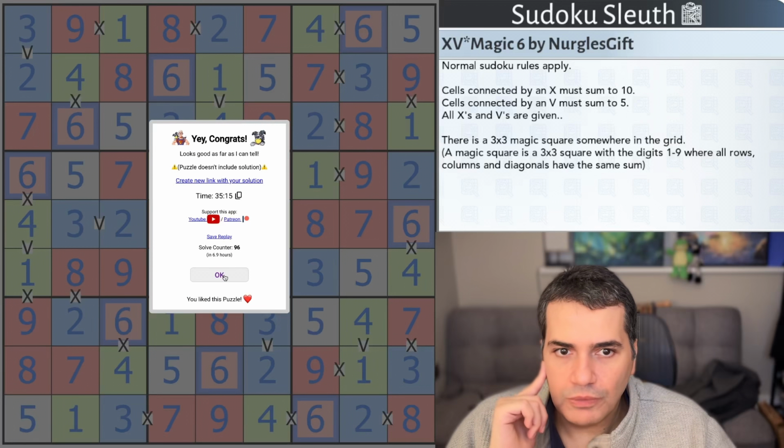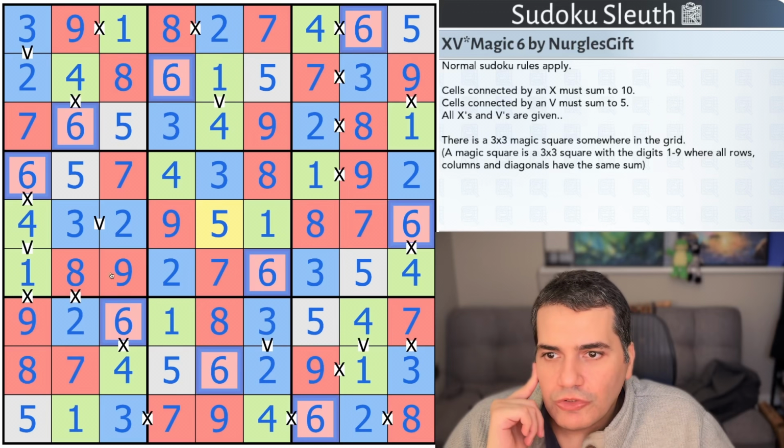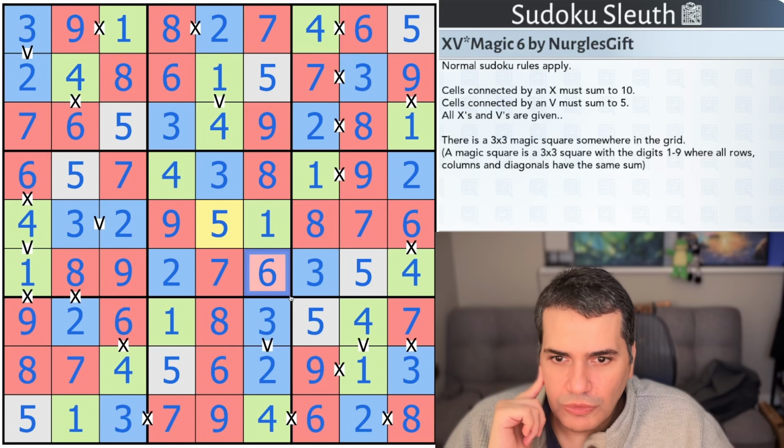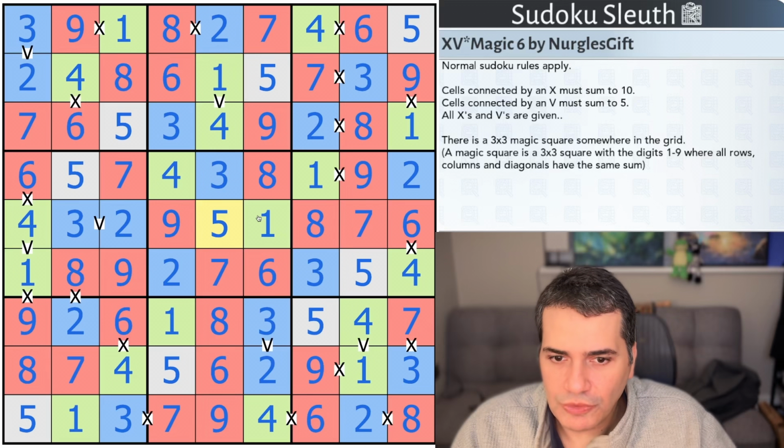What a phenomenal puzzle, NurglesGift. So I think the main thing here was I should have started with the letters just a tiny bit sooner. It would have been a slightly smoother solve. But much happier with this solve compared to the earlier one that I absolutely murdered.